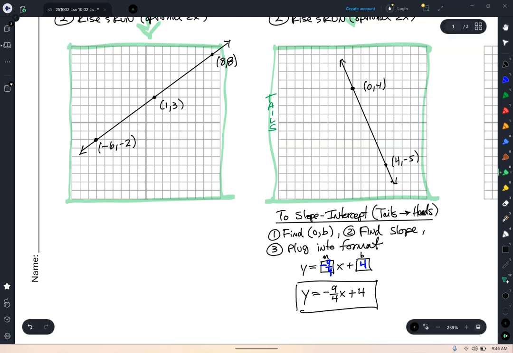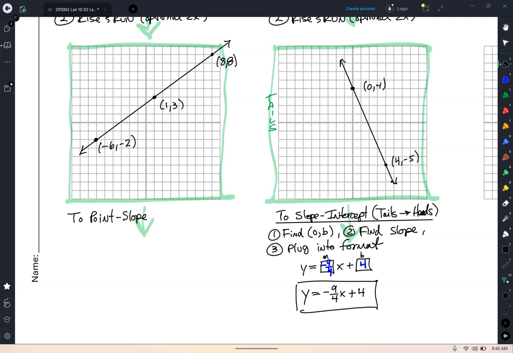I forgot to draw my little arrow over here in my highlighter. I'm going to draw a little arrow here to go from tails to heads. Let's do the same thing because we're just getting this flow happening here, right? So let's talk about going from tails to heads now. Let's go back to point slope. So this is tails to heads.